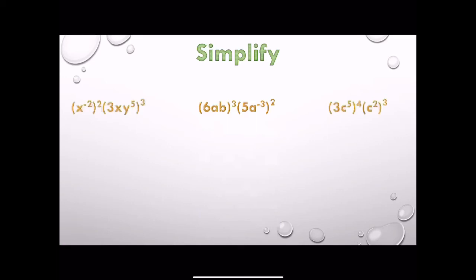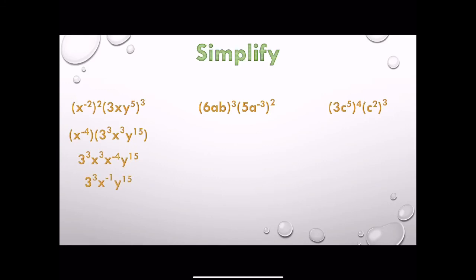Okay, let's go see what this looks like. So if I start with x to the negative 2nd squared, you should have gotten x to the negative 4th. Then when you cube everything inside the next one, you get 3 cubed, x cubed, y to the 15th. But again, I can move some things around. I have 2 powers with a base of x, so I'm going to put those next to each other. Those exponents I will add.